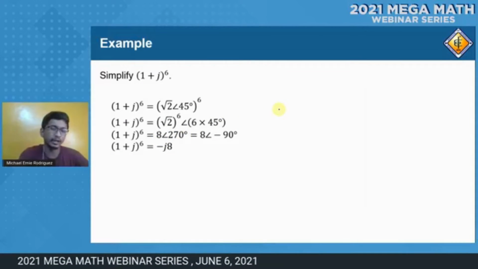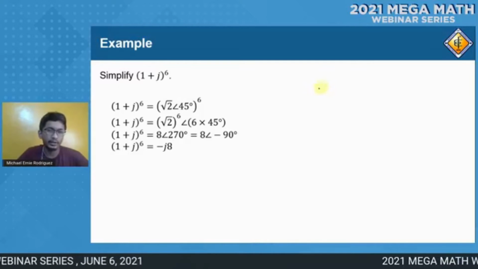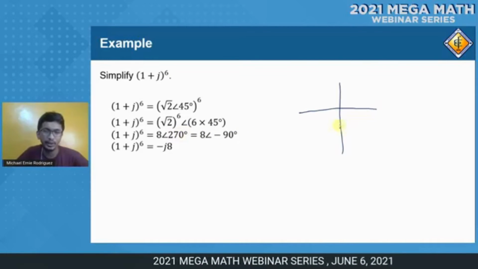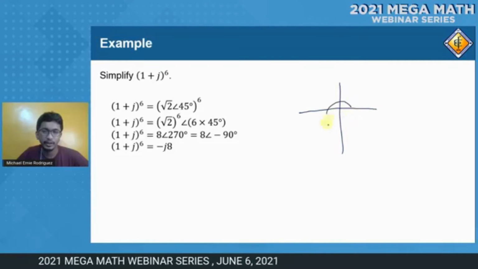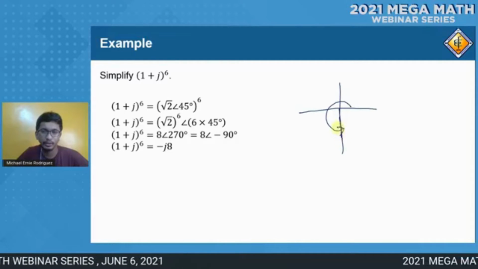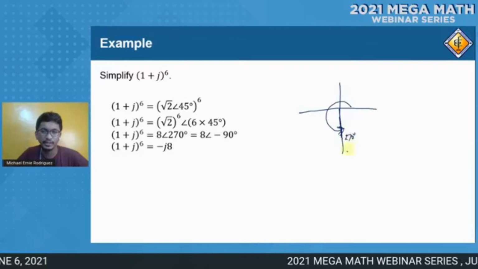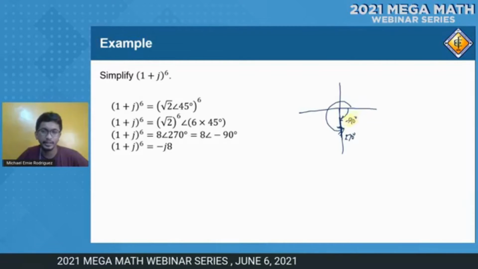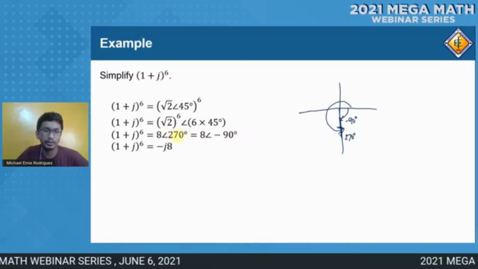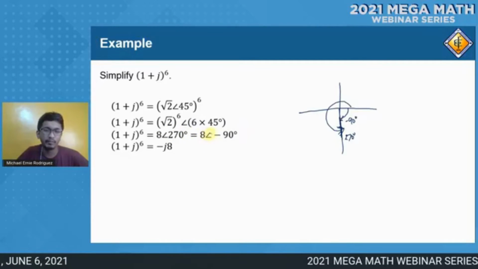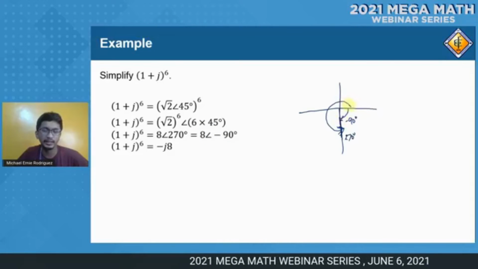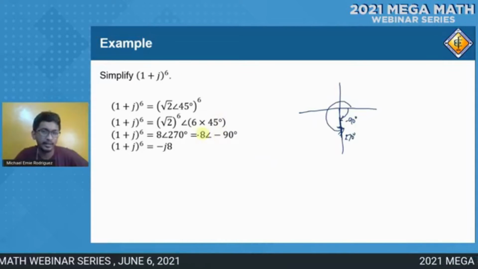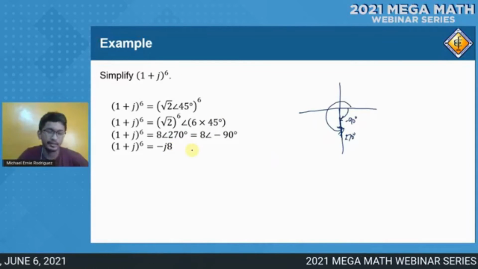So pag dinrawing natin yung 8 bar angle 270 degrees, dinrawing natin yung angle na ito, 270. So this is 270 degrees, or we can say that is negative 90 degrees. So parehas lang yan. Yung 8 bar angle 270 degrees is the same as 8 bar angle negative 90. So itong isa nga lang is nag-travel counterclockwise, yung isa is clockwise. And then, simplifying this, we have negative j8.